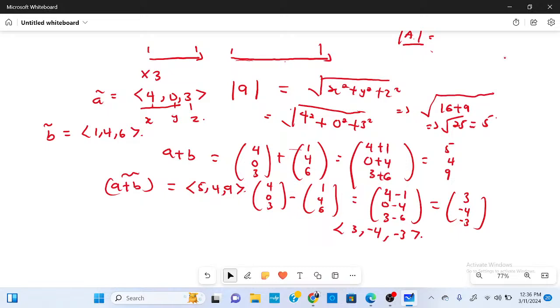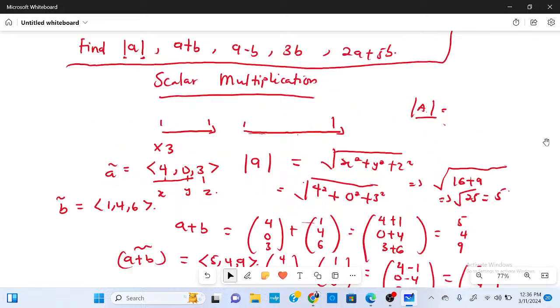So we move on to the third part, which is 3B. We already know that our B is <1, 4, 6>. As you know, 3B means scalar multiplication. So you simply multiply the 3 by the respective components. So 3 by 1 is 3, 3 by 4 is 12, then 3 by 6 is 18. And that gives us 3B.